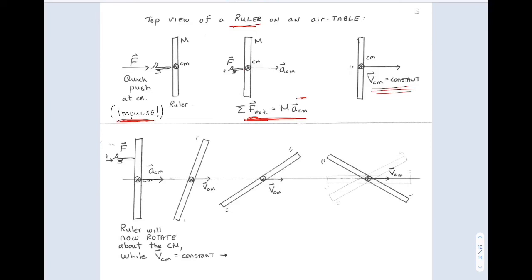But if I exert my force up here, while my finger is touching it, while I'm exerting a force to the right, the center of mass starts to accelerate to the right. Now my finger is gone; it's only touching it for a short period of time. So if there's no net external force, the center of mass can't accelerate. So the center of mass moves at constant velocity to the right, but the rest of the stick keeps rotating. The center of mass moves at constant velocity in a straight line, while the rest of the object rotates.